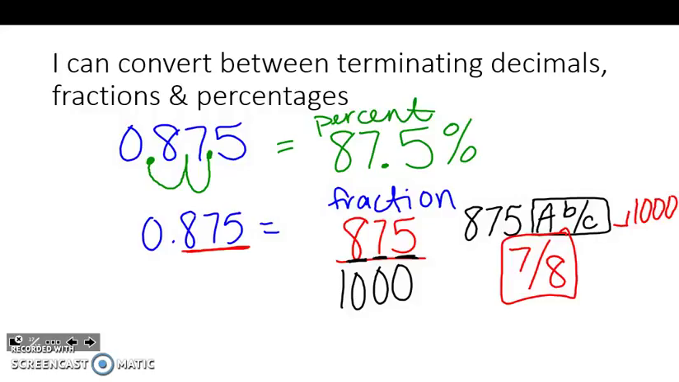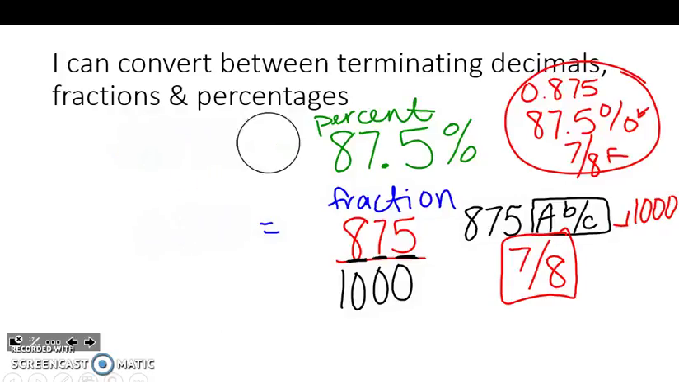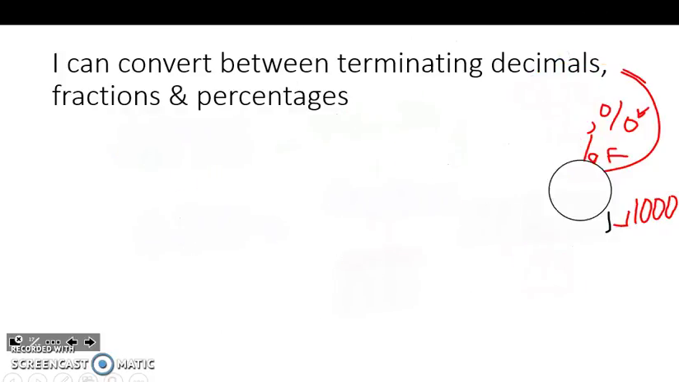So your 0.875, 87.5%, and 7/8 are all the same thing. This is the decimal version, this is the percent version, and this is the fraction version. All right, let's do another one.